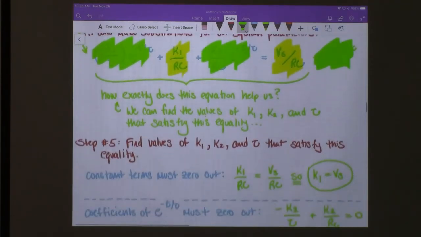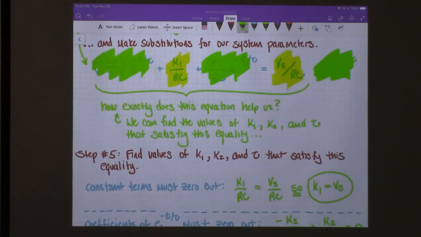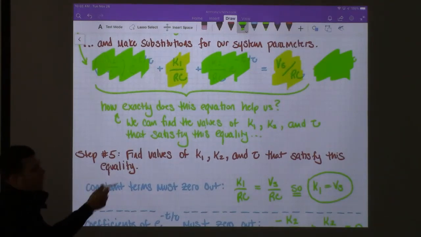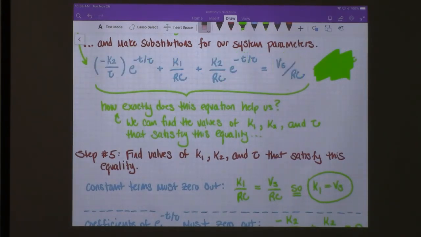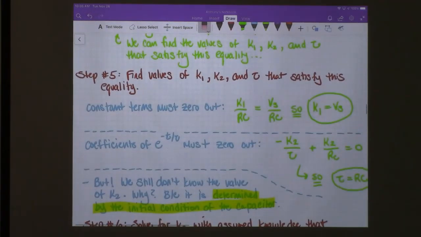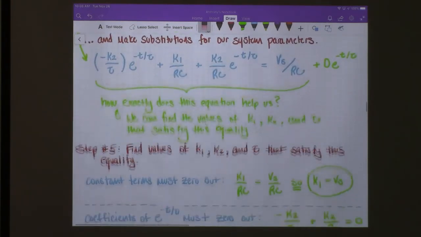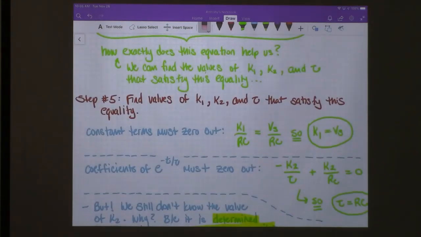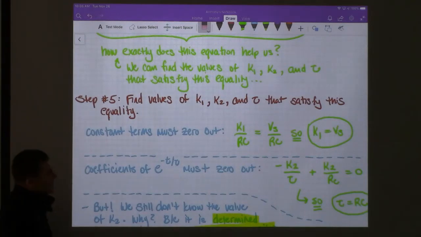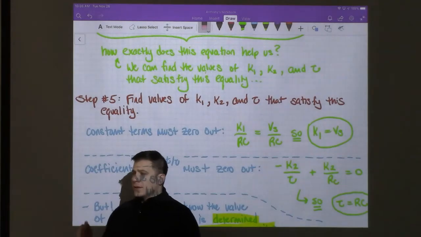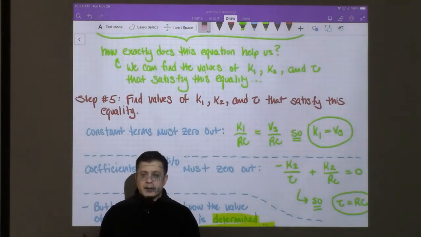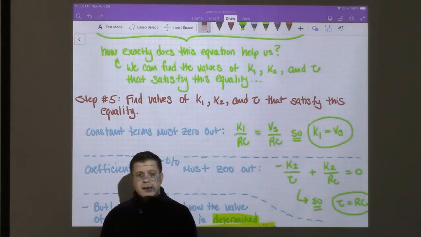So far we have two different equations that we can work with, what's in the green and what's in the yellow. Actually, I'm going to get rid of the highlights because they never show up on the video. So, the constant terms have got to zero out. K1 over RC has got to be equal to VS over RC, and so we know that K1 is equal to VS. So that's one of three values done. We got K1. We still need K2 and we need tau.